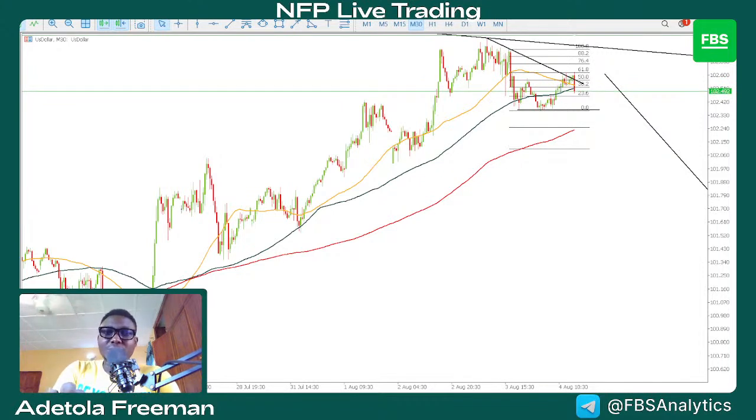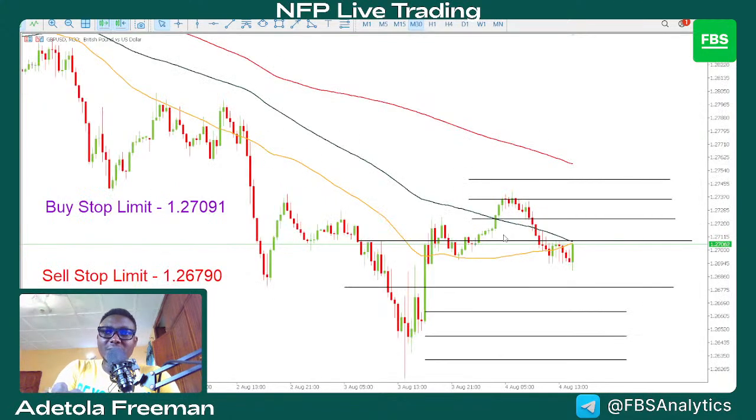Stop limit price on GBP USD. I'm just going to stay on GBP USD, 1.27091 and 1.26790. These lines represent the take profit levels that we are going to be looking at.